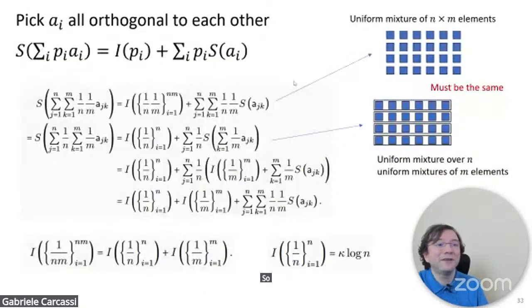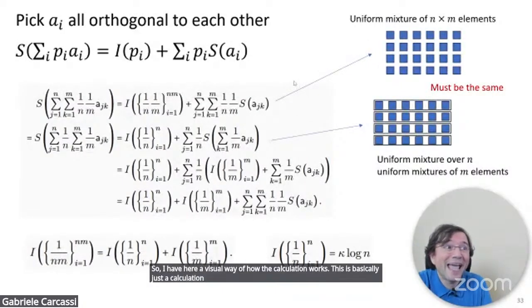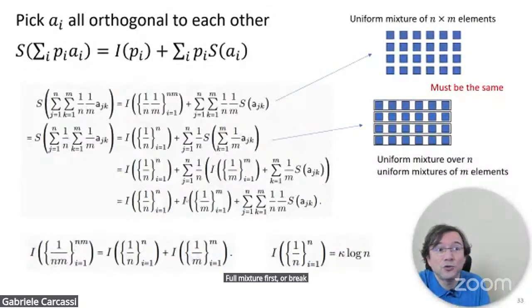So I have here a visual way of how the calculation works. This is basically just a calculation, and again, you're doing this calculation in a general space, but this is basically how it works. The whole premise is that when you have a mixture of mixtures, you can do a full mixture first or break the mixtures into two steps.